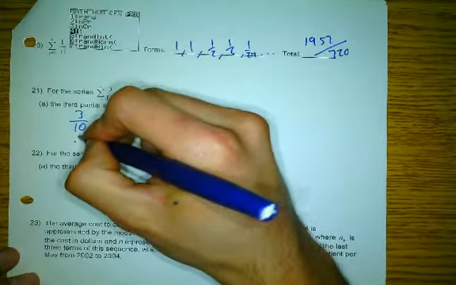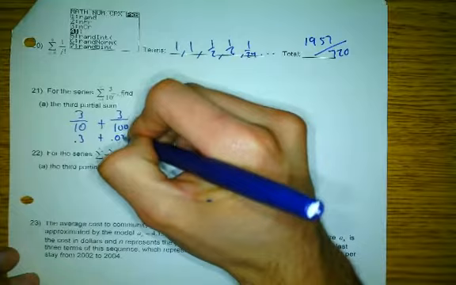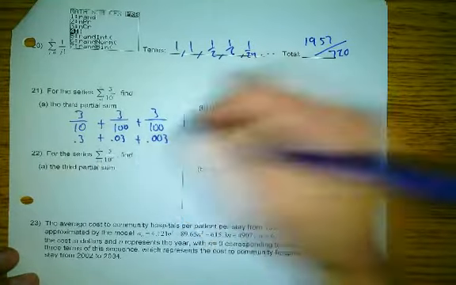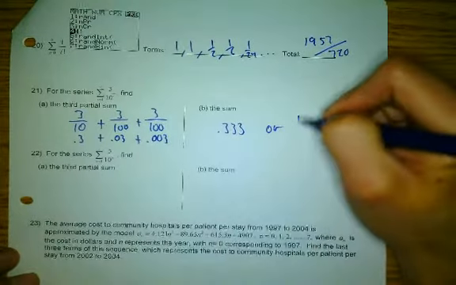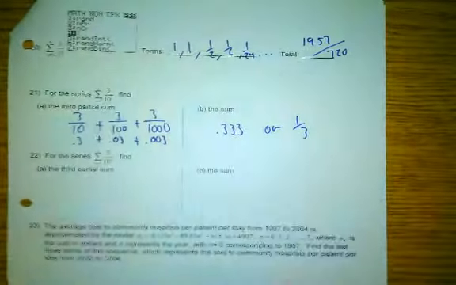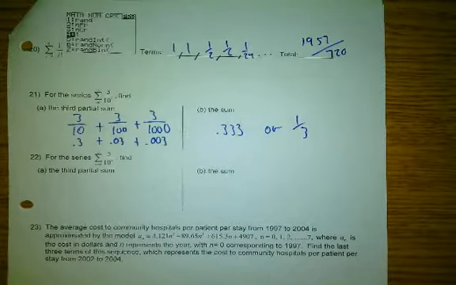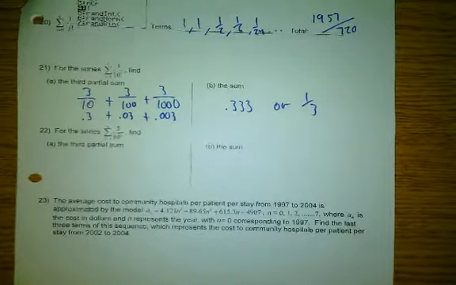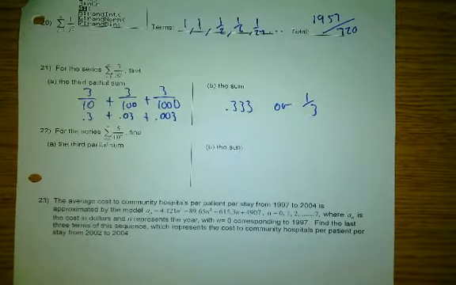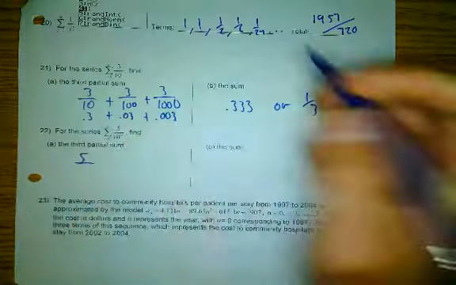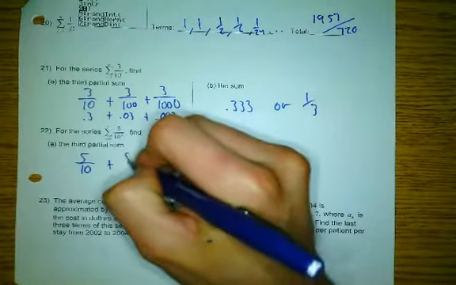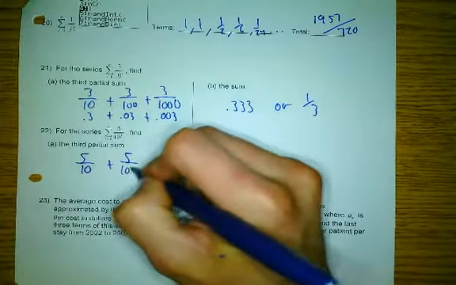Alright. For this sequence, find the third partial sum, but this time it's a 5 on the numerator. So what do you think the answer is? Well, let's try it. It's going to be 5 over 10 plus 5 over 100 plus 5 over 1,000. So that's 0.5 plus 0.05 plus 0.005. Or what is that as a fraction? Does anyone know? 5 over 9.